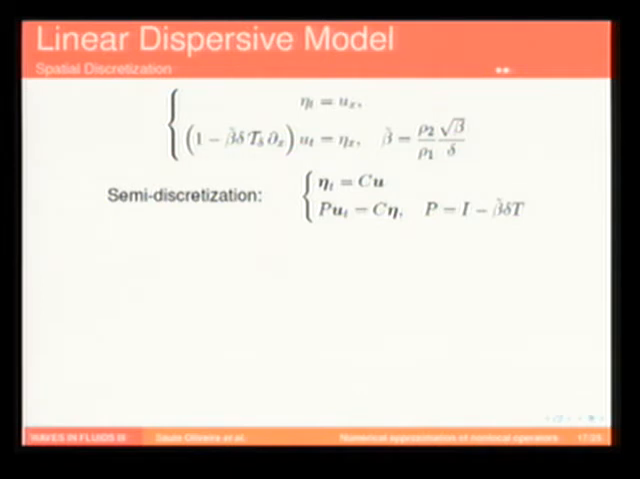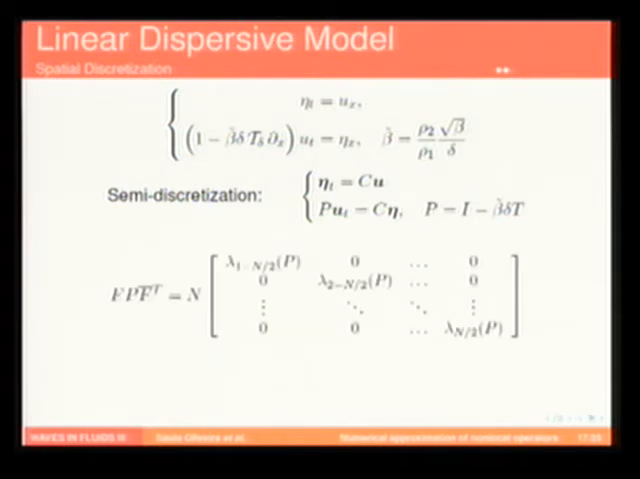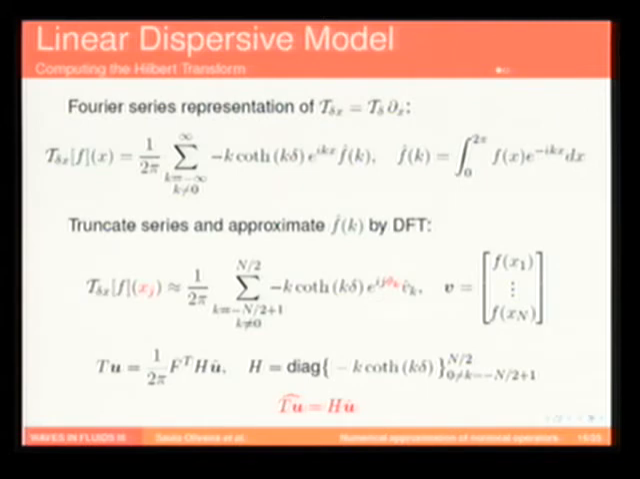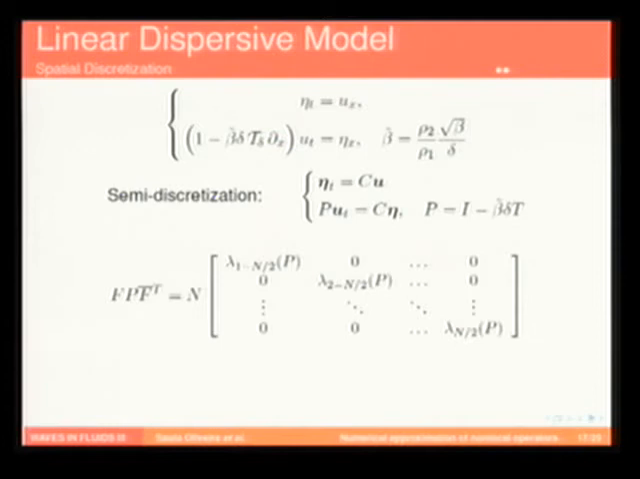And just as with the linear hyperbolic case, this matrix will be easily diagonalized with the aid of the Fourier matrix. So that's how it looked, where those eigenvalues are related to these constants that we have here, from the symbol.